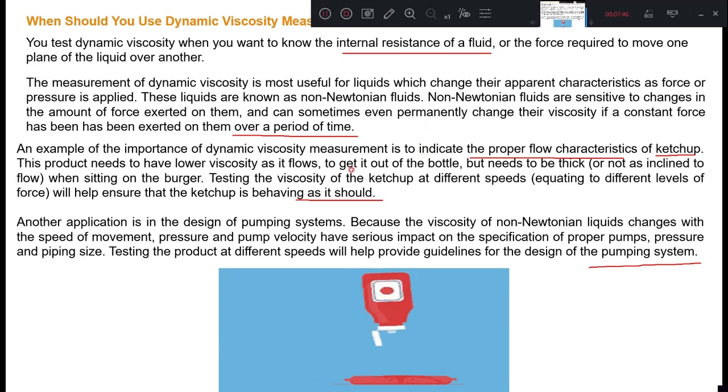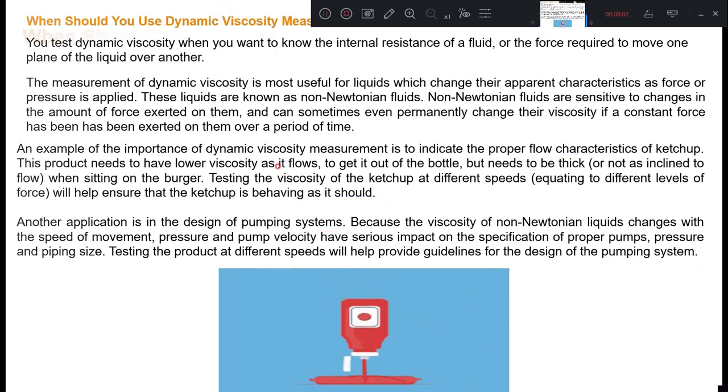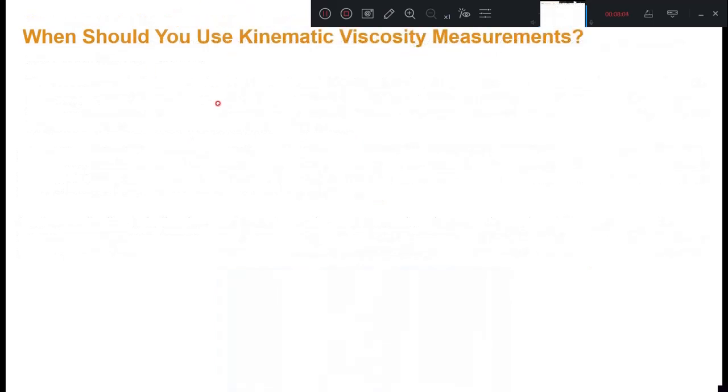The first one is to indicate the proper flow characteristics of the ketchup. Second, we require the design of pumping system and so on. So the proper viscosity of the fluid has to be maintained, and that viscosity is what we call dynamic viscosity. So when should we use the dynamic viscosity for the measurement?